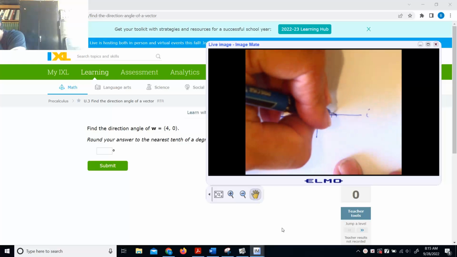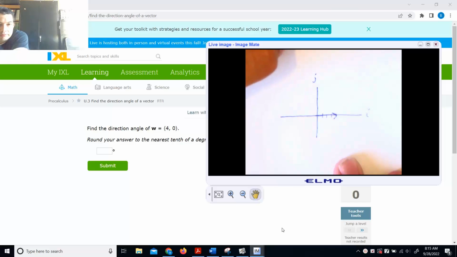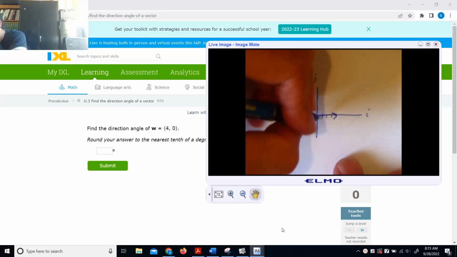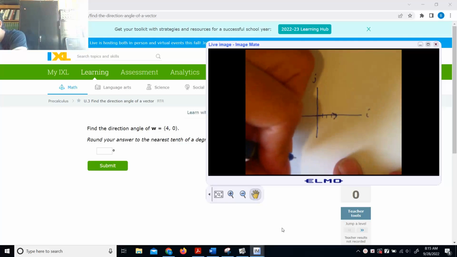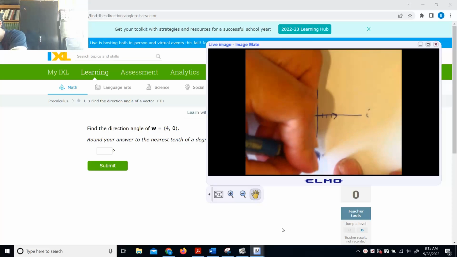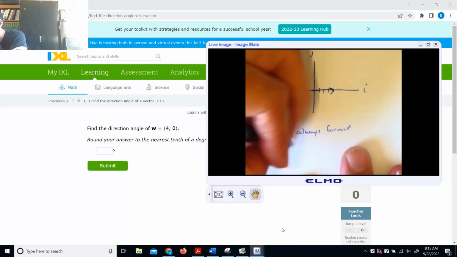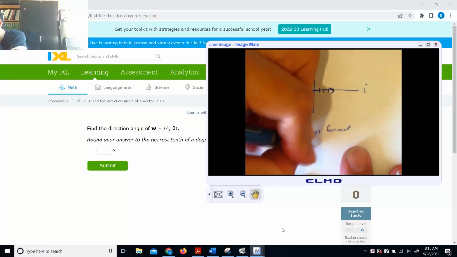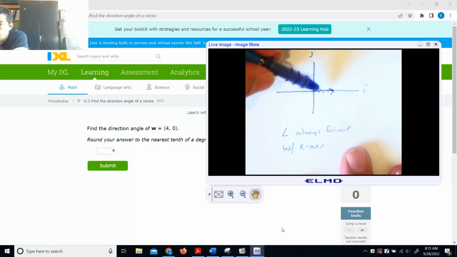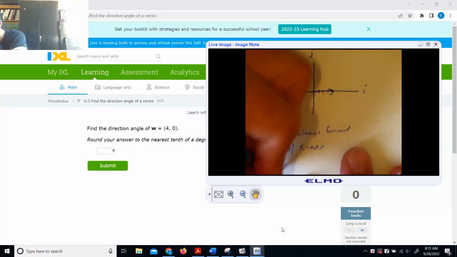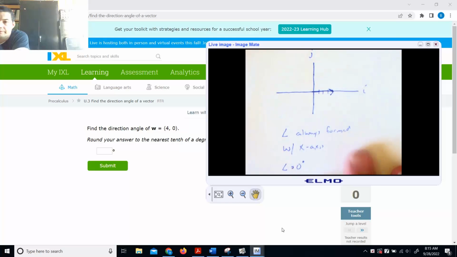Now it's talking about the angle, all right? The angle is always formed with the x-axis. And there is no angle with the x-axis, so the angle on this one is 0 degrees. All this thing does is run right 4. It doesn't do anything else. It doesn't rise or fall.